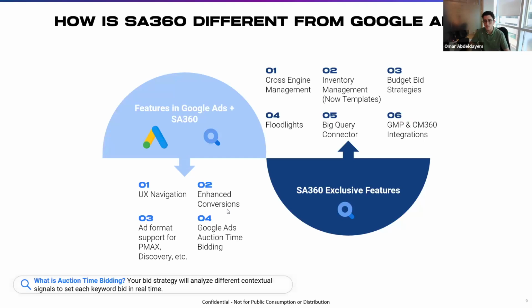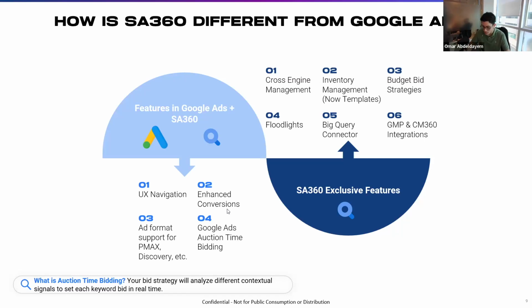So then, differentiating between Google Ads and SA360. Well, the first part I want to highlight is what features currently exist between both Google Ads and SA360 at the same time. So they both share a very similar UX navigation nowadays. After the new SA360 and its recent updates, the UX between both of these platforms work very similarly, and it's quite easy actually to move from Google Ads into SA360. Additionally, as well, they both support enhanced conversions. They also support ad format support for campaigns such as PMAX and Discovery, and they both also utilize auction time bidding within their standard bid strategies.